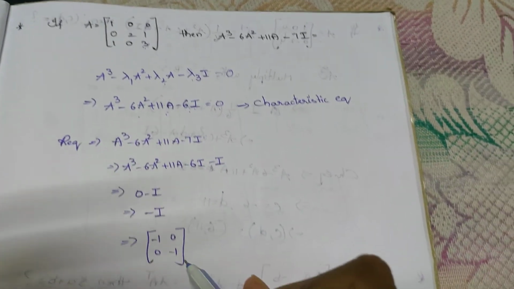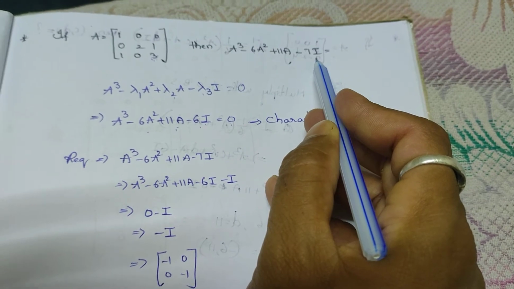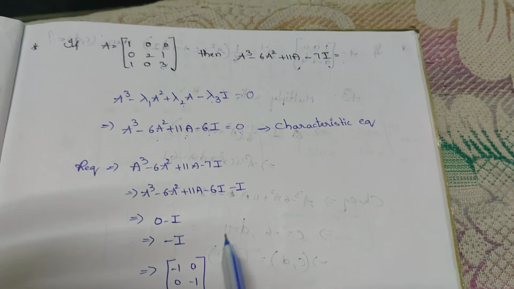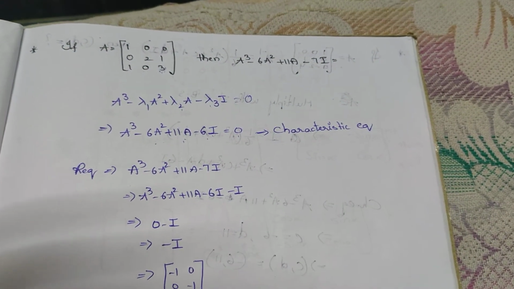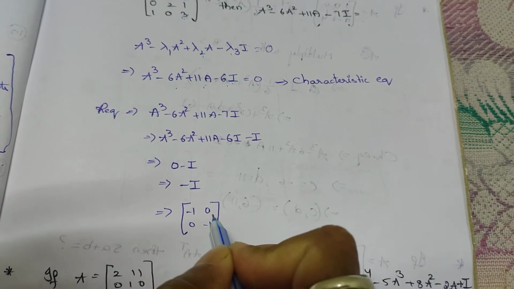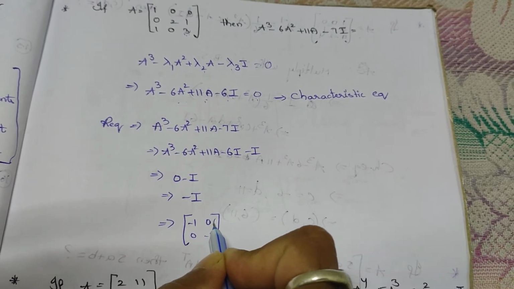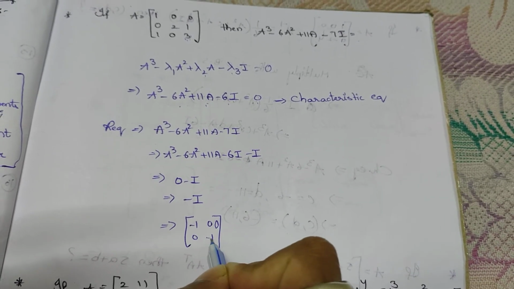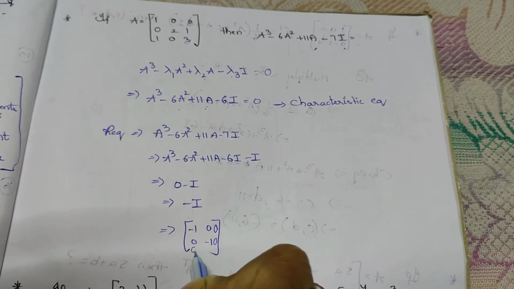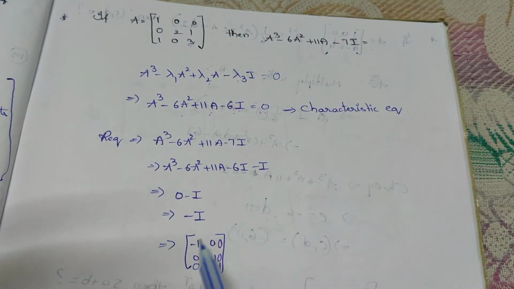Okay, so this value is nothing but minus I. Minus I means it is 3 by 3, minus 1 0 0, 0 minus 1 0, 0 0 minus 1, 3 by 3, because here A is 3 by 3, so we get I also 3 by 3.